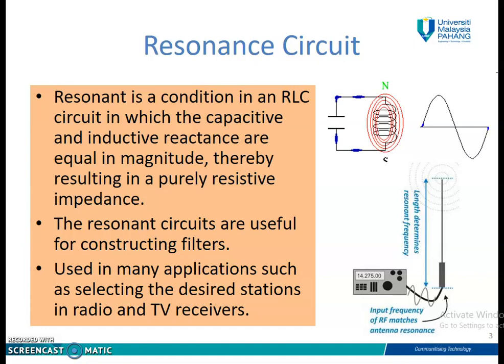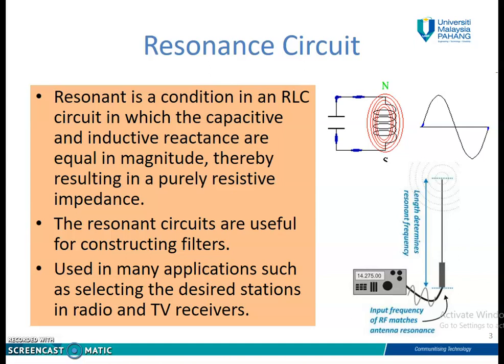So what is resonance circuit? Okay, resonance is a condition in an RLC circuit in which the capacitive and inductive reactance are equal in magnitude. It occurs in a circuit with capacitor and inductor because the collapsing magnetic field of the inductor generates an electric current in its windings that charge the capacitor. Then, this discharging capacitor provides an electric current that builds the magnetic field in inductor.